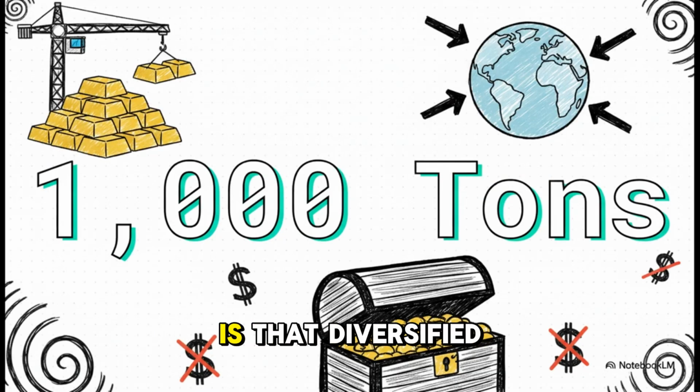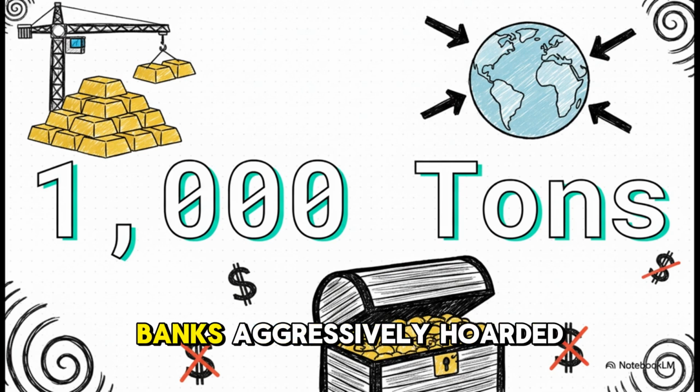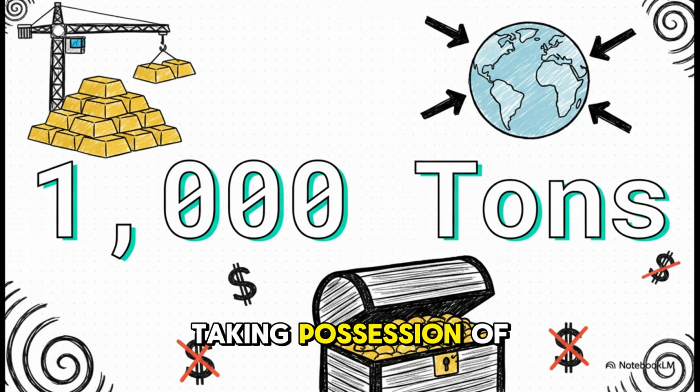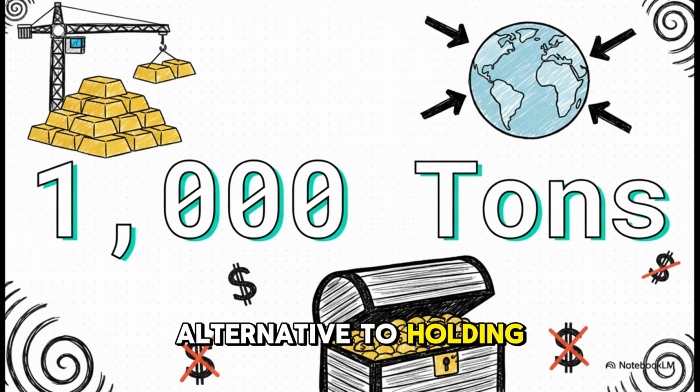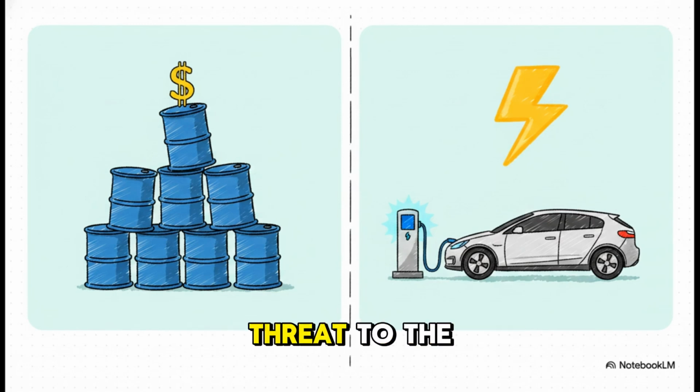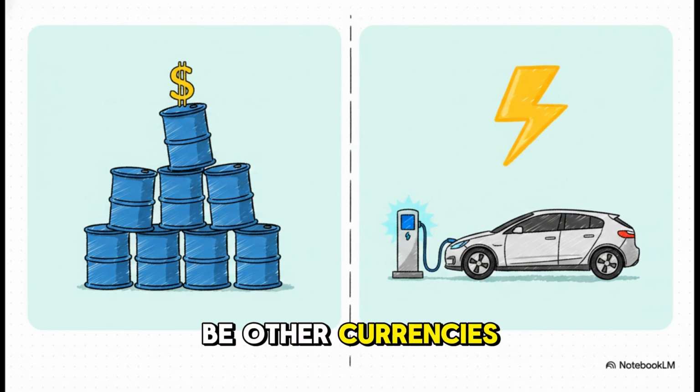And where exactly is that diversified wealth going? Well, 1,000 tons, that's a mind-blowing number. That is the record level of physical gold that global central banks aggressively hoarded in the year 2024 alone. They went on an absolute buying spree, taking possession of gold as a direct alternative to holding their wealth in US dollars.